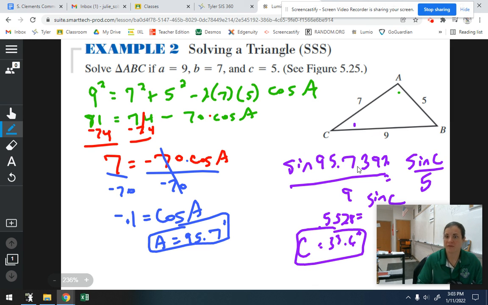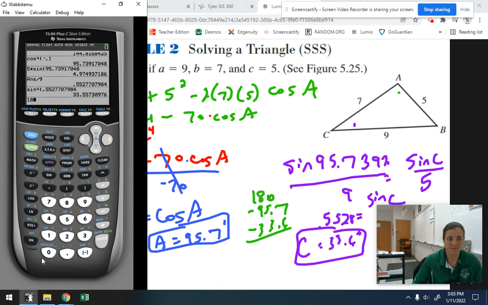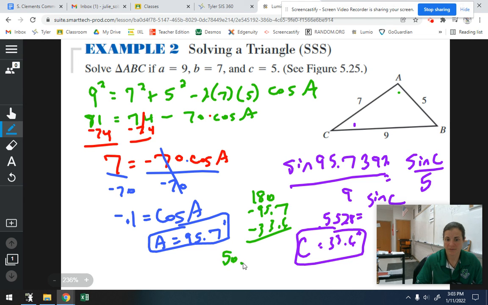Okay, once you have two angles, all you need to do to get the third one is subtract from 180. So that part's easy peasy once you get there, once you get two angles. So minus the 95.7, minus the 33.6, and that's going to give you your final angle. So I'm going to minus the 95, minus the 33, and that's going to leave me with about 50.7 degrees for angle B.